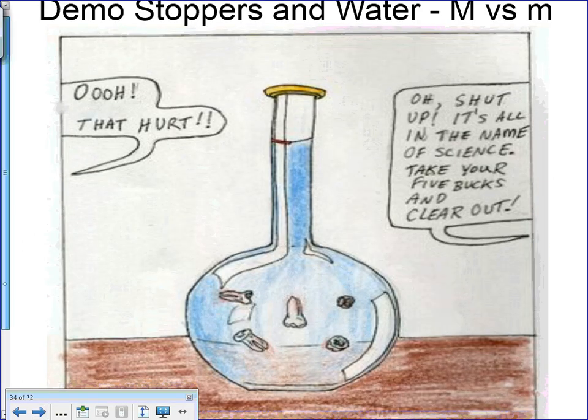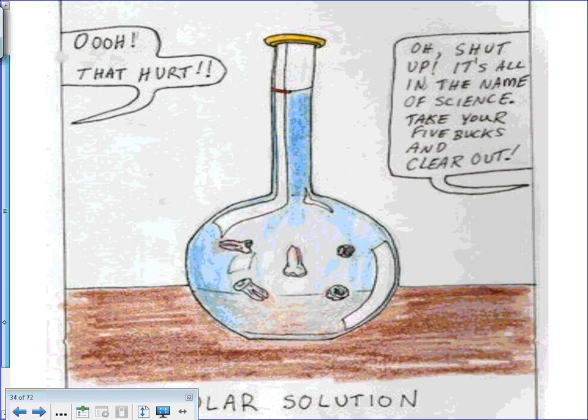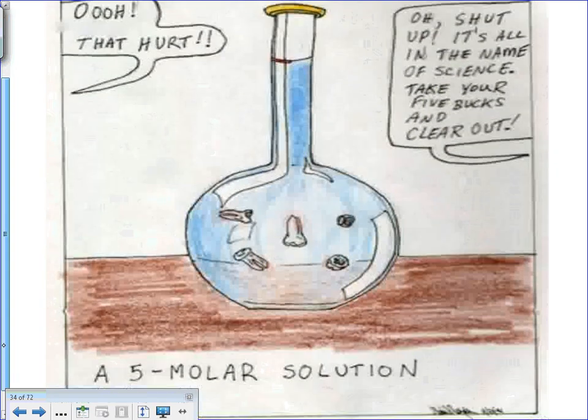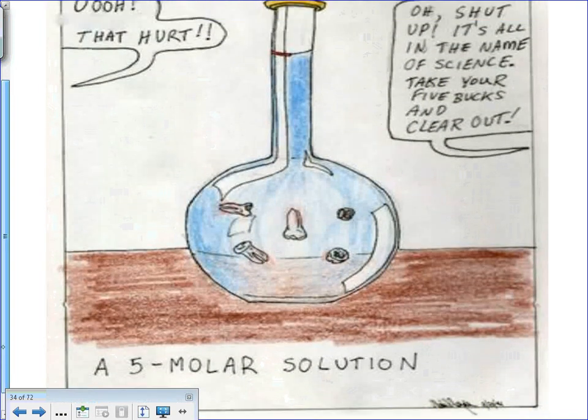Oh, I have a joke. Oh, that hurts. Oh, shut up. It's all in the name of science. Take your $5 and clear out. It's a 5 molar solution.